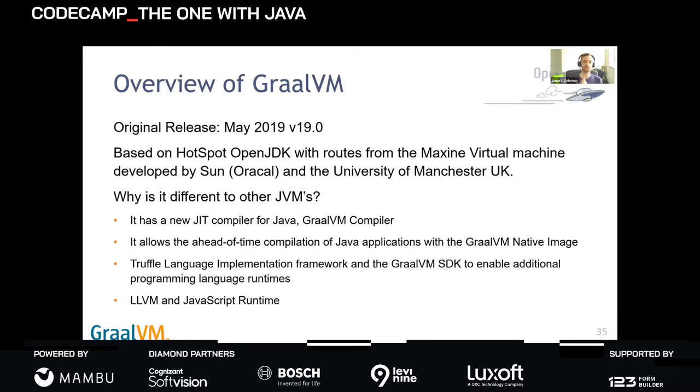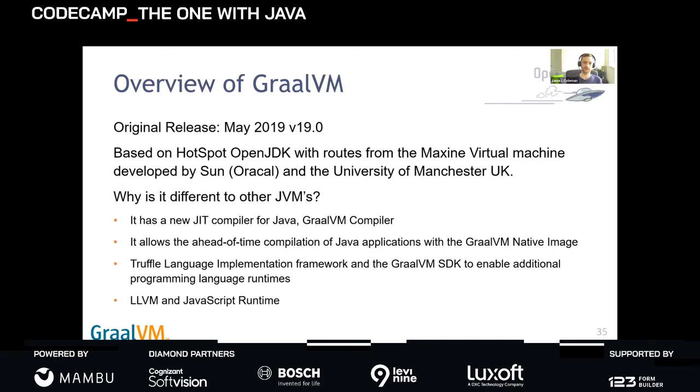So GraalVM gets mentioned a lot. Why is it different to other JVMs? Essentially it has a brand new JIT compiler, called the GraalVM compiler. It allows ahead-of-time compilation of Java applications, which other JVMs do, but this can do it into a GraalVM native image, and native code executes really, really quickly.